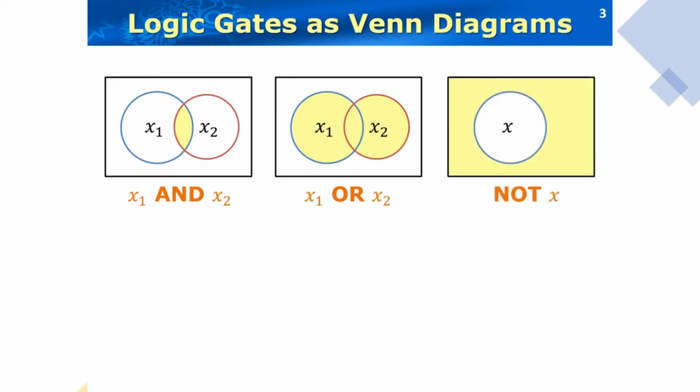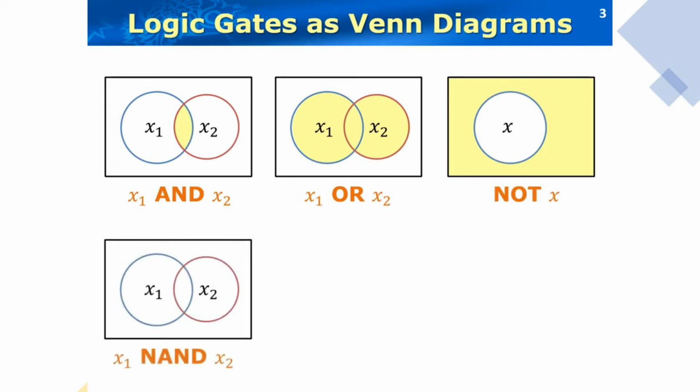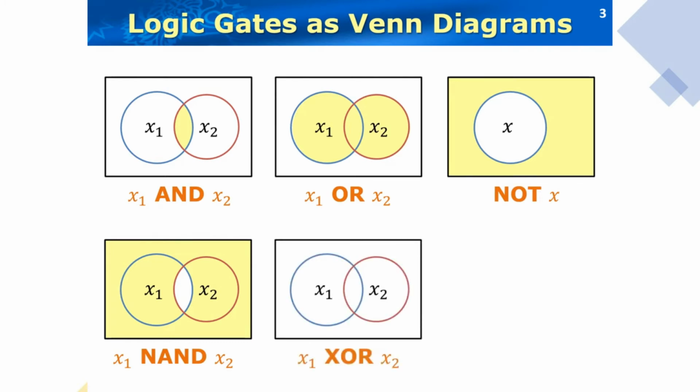A NAND gate is a NOT AND gate, whose output is 0 only if all the inputs are 1s. The output of the NAND gate is the complement of that of the AND gate. Thus, the Venn diagram of the NAND gate is the complement of the intersection of x1 and x2 in the universe set. An XOR gate implements an exclusive OR. Here, exclusive means XOR must contain x1 or x2, but not both, which implies that the output of the XOR gate is true if one and only one of the inputs is true. Thus, the Venn diagram of the XOR gate is the union of x1 and x2 minus their intersection.